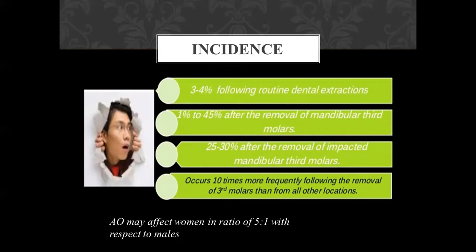Coming to the incidence, alveolar osteitis affects women more commonly than men. The reason behind it is the changes in the endogenous estrogens during the menstrual cycle, since estrogens activate the fibrinolytic system in an indirect way in females. So this is the reason why dry socket is most predominant in females compared to males.